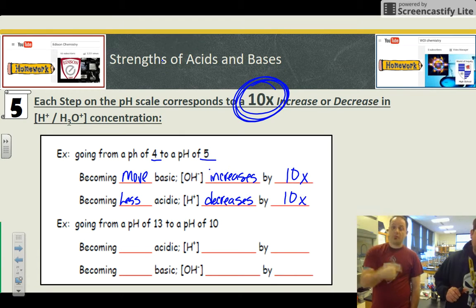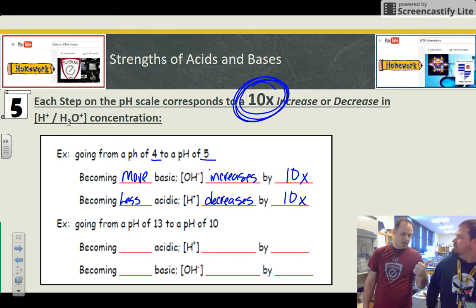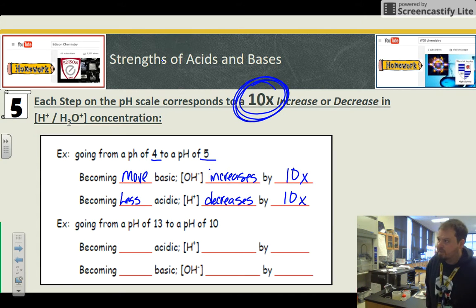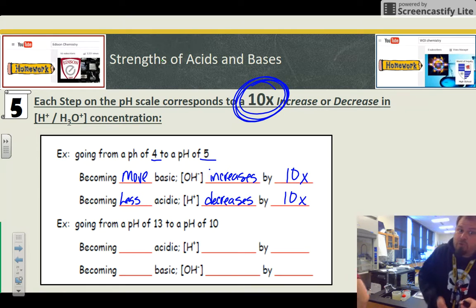For every step, you do 10 times 10 times 10 times 10. So if it's five steps, you do 10 times 10 times 10 times 10 times 10. It's an exponent. It's not 10 times 5. That's 50. 10 times 10 is 100. Times another 10 is 1,000. Times another, et cetera. The key is that we need to know that because the reagents is going to put that 10 times 5 is 50 on there as a choice if you don't know your stuff.